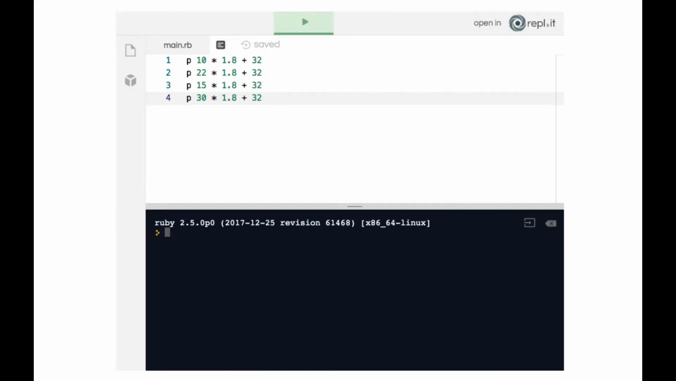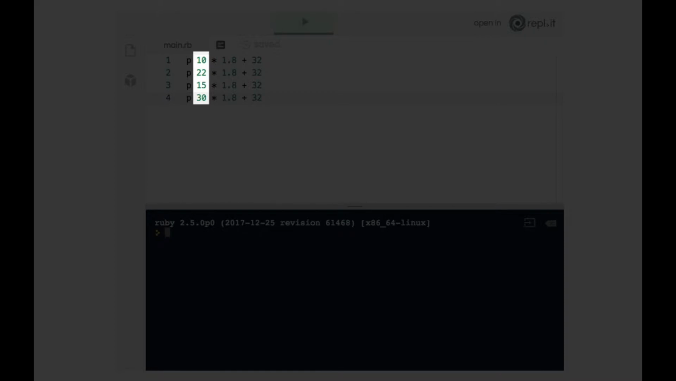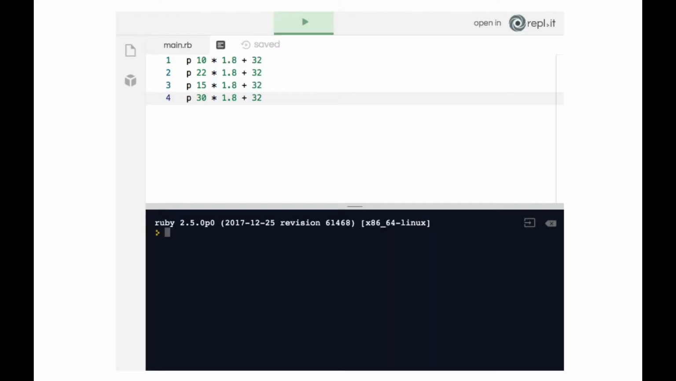Take a look at the code here. Can you figure out what I am doing? If you've guessed correctly, I am converting Celsius temperatures into Fahrenheit temperatures. If you'll recall, the formula for converting Celsius into Fahrenheit is to take the degrees in Celsius, multiply it by 1.8, and then add 32.